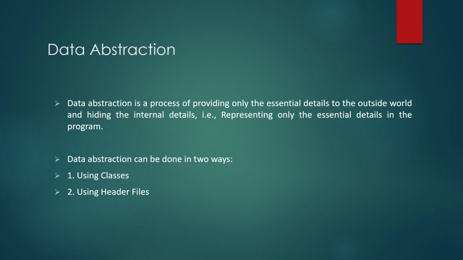The public specifier: when the members are declared as public, members can be accessed anywhere from the program. And in the private specifier, when the members are declared as private, members can be accessed only by the member functions of the class. Let's see a simple example of abstraction in header files.